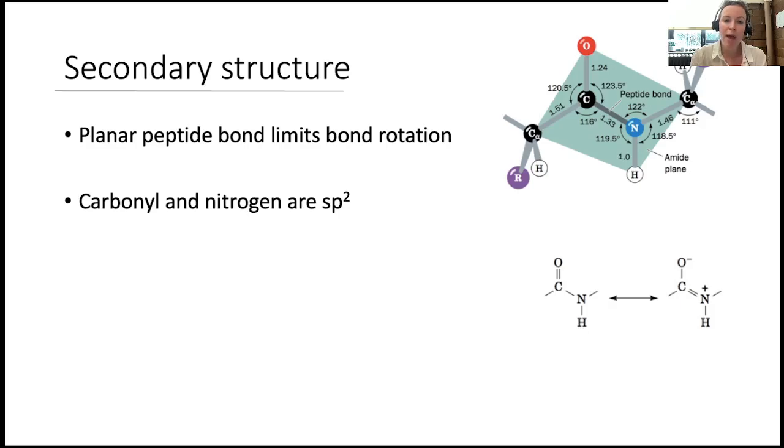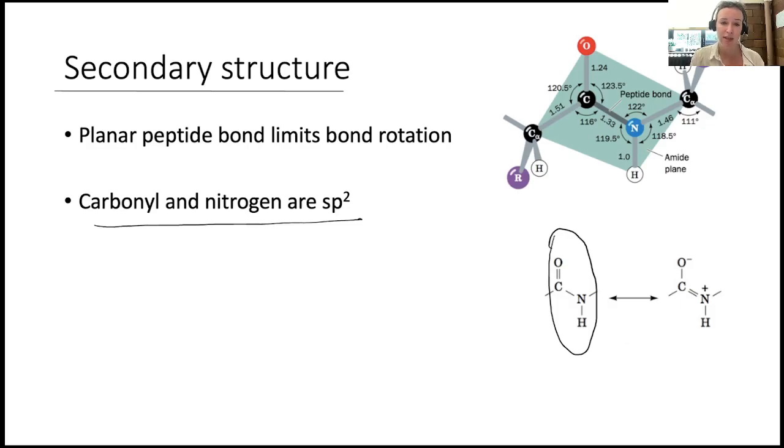So we have a peptide bond in peptides. That peptide bond is the bond between the C terminus of one amino acid and the N terminus of the next amino acid. That bond is planar because the carbonyl and nitrogen are sp2 hybridized. That's a throwback from Gen Chem. So this bond is planar.